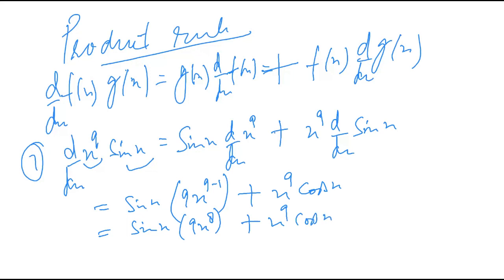Okay. Now if I take x raised to power 8 common, it will be equal to x power 8 times (9 sine x plus x cos x). This is the example of the product rule. Okay, I'll do some more questions.